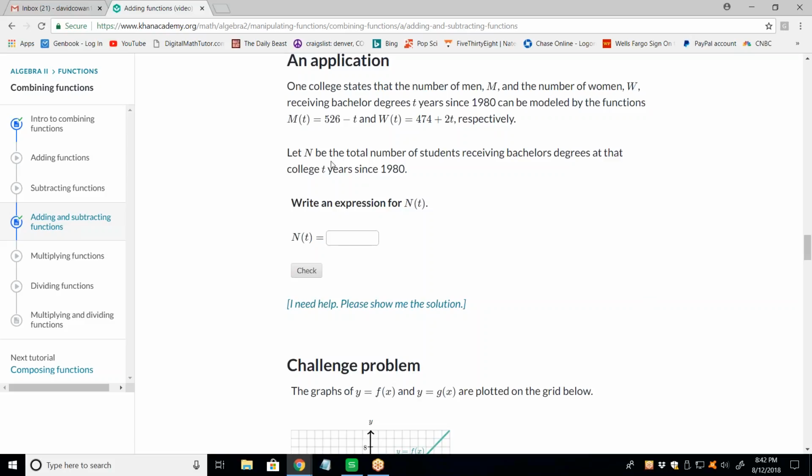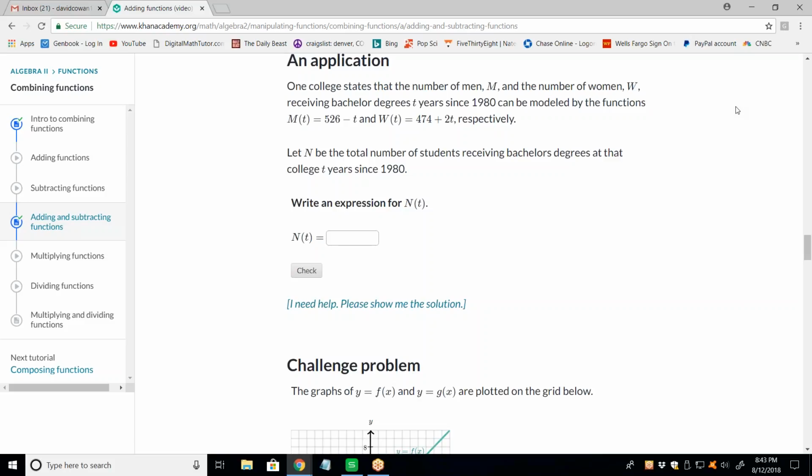So they're asking us, what is the total number of students receiving bachelor degrees at that college, T years since 1980. They don't want a number, incidentally. Notice that they don't specify what the current date is. This might have been written in 2005, whereas it's 2018 now. So the answer must be a function of T.